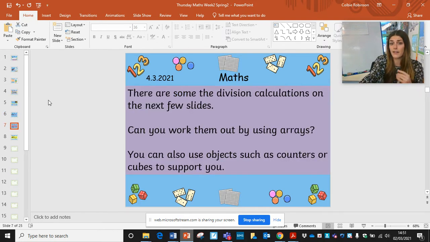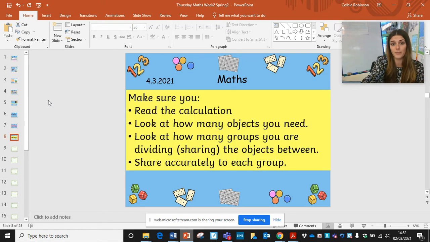So there are some division calculations on the next few slides. Can you work them out using arrays? You can also use objects such as counters or cubes, or, like we said, house objects, things around your house, to support you. After you've used those objects, please represent it and then draw it, your jottings, using the crosses, the arrays.